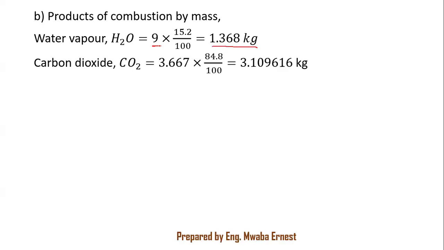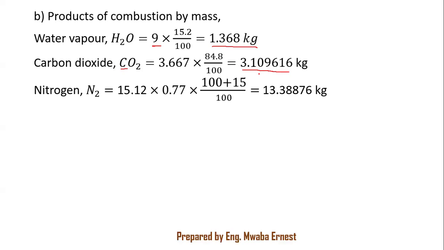Can we repeat the process also for carbon dioxide? In the case of carbon dioxide, we said the complete combustion of carbon to carbon dioxide produces 3.667 kg of carbon dioxide. Now we were told that the carbon was 84.8% present. The element carbon relates to what will come out. So with that in mind, we have 84.8 divided by 100, giving us 3.109616.